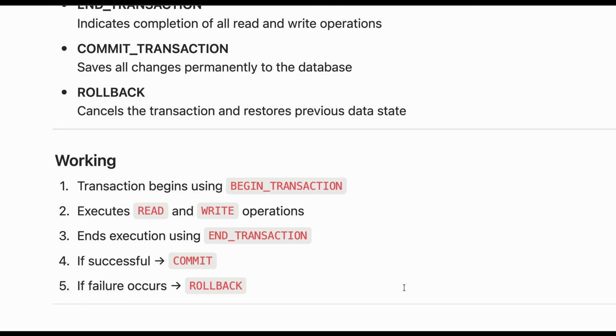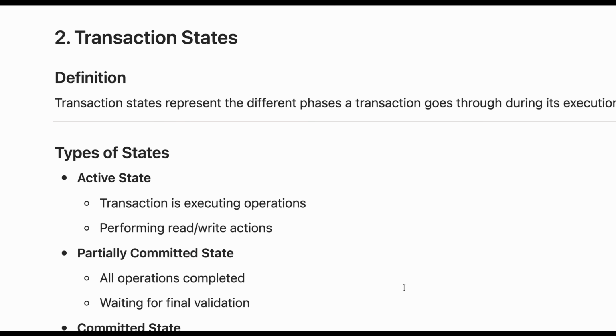Now let's move to the transaction state. Transaction state represents different phases of a transaction during the execution. The first state is active state, where the transaction is executing and performing operations. Next one is partially committed state, where all operations are completed but not yet saved permanently. Then comes committed state, where the transaction is successfully completed and changes are stored permanently.